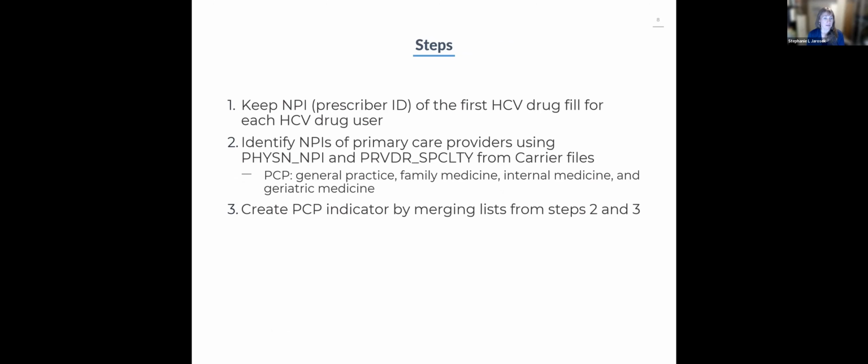Then identify the NPIs of primary care providers using the physician NPI and provider specialty from the carrier file. And you could use that in order to create this PCP indicator by merging the two together. So that one would be using the Part B claims.